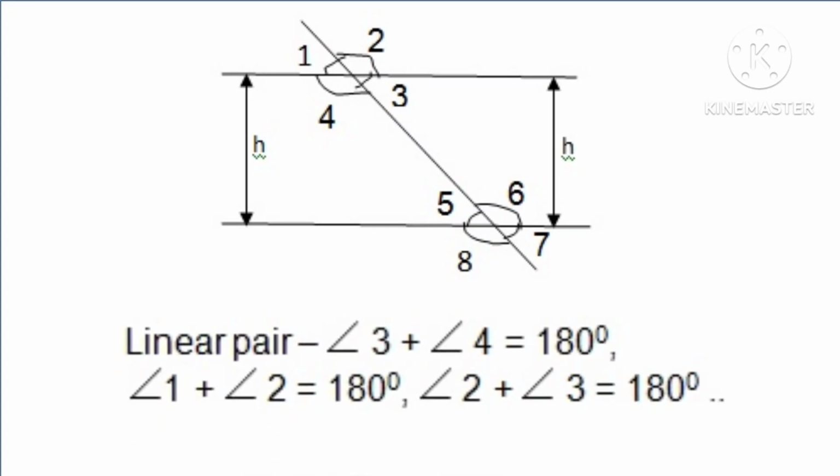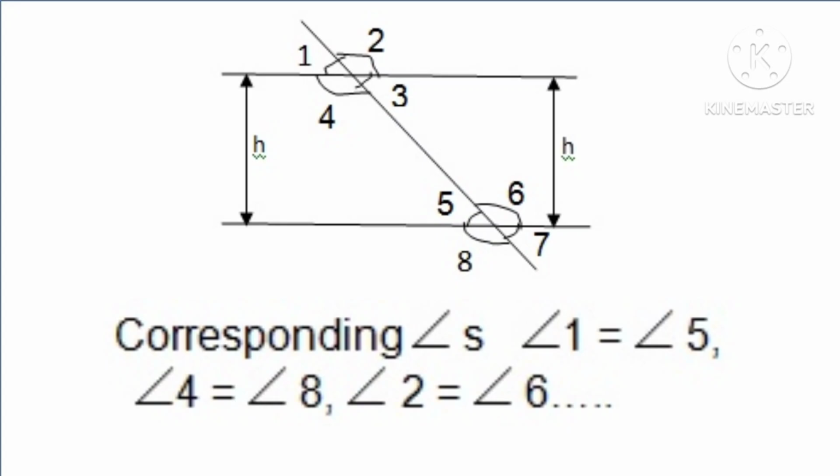A linear pair is two angles formed by a line touching or intersecting a straight line. Hence, the sum of these two angles is 180 degrees. Even though it is a simple basic property, many times you will need to use it for solving problems. Otherwise, you will get stuck. Accordingly, angle 1 plus angle 2 is equal to 180 degrees. Also, angle 2 plus angle 3 and also angle 3 plus angle 4 are 180 degrees.